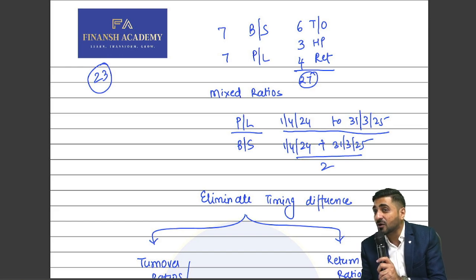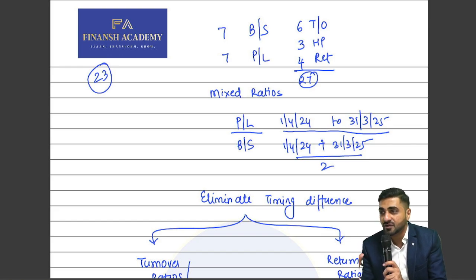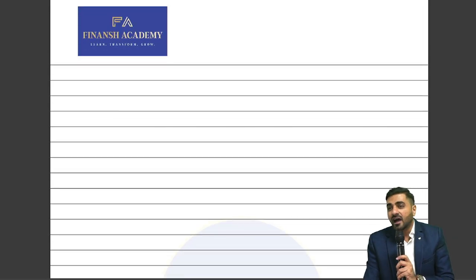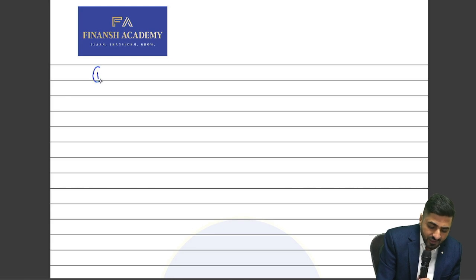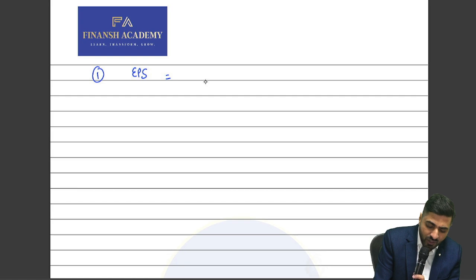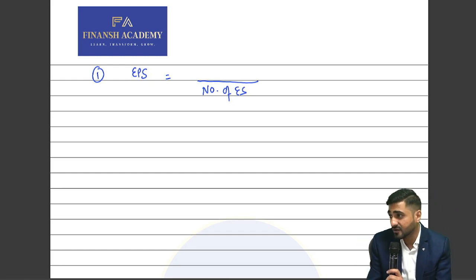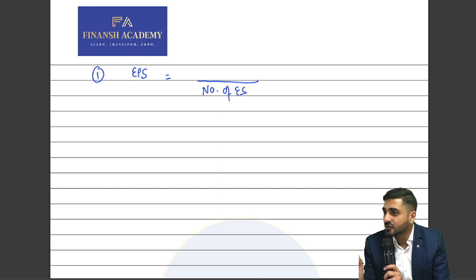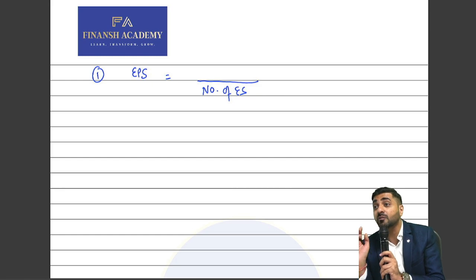Then there are other important ratios, which are not classified in any of these. These are also very easy. My students already know this. First is earning per share. Whenever there is something per share, we always divide by number of equity shares. If you just say number of shares, you will mix it up with preference shares. So we always calculate earning per share from the equity shareholders perspective.